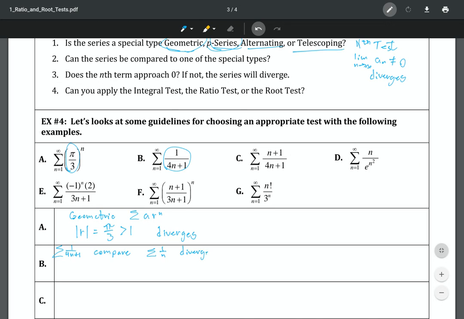Now, here's the part that I normally don't remember pretty well. In order for me to figure out which test to use, I have to figure out which one's bigger. Now, this one's going to be bigger. You can plug in numbers and check me on that, but that one's going to be bigger.